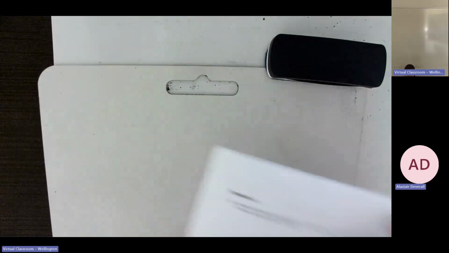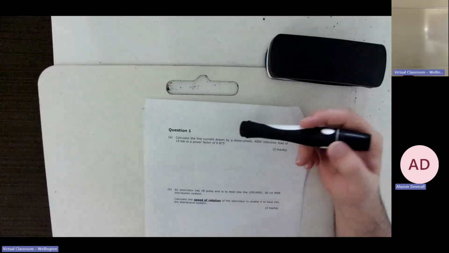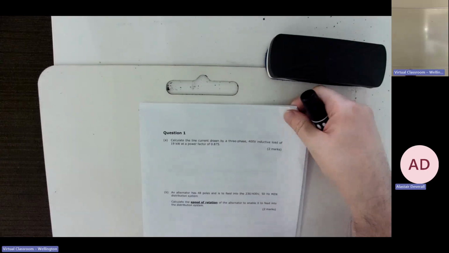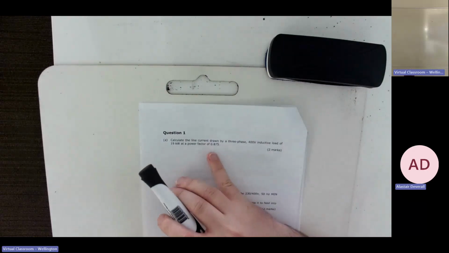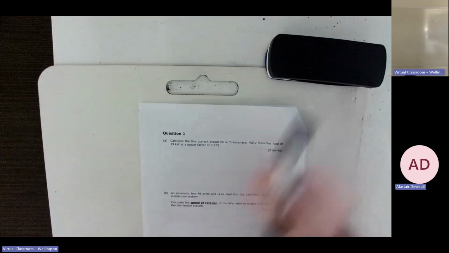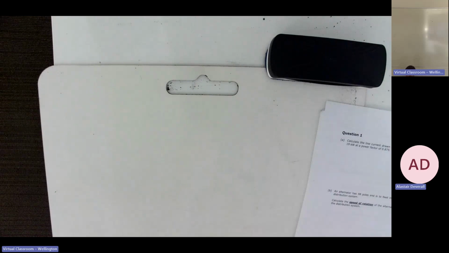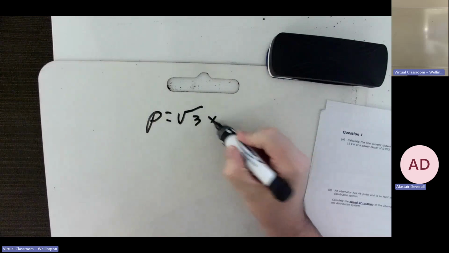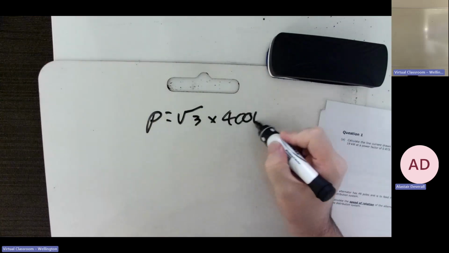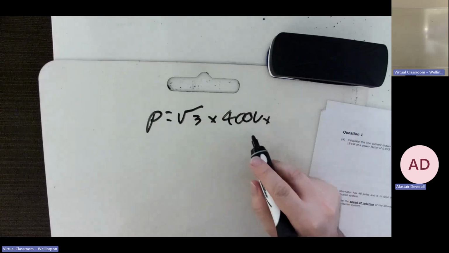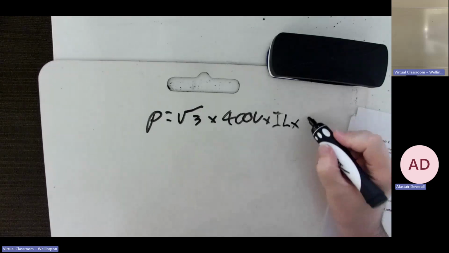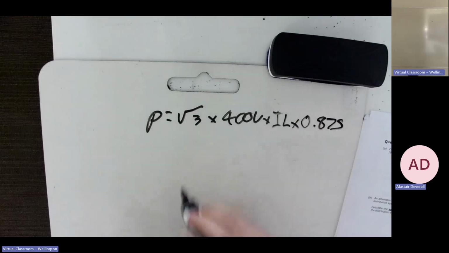Electrician's theory examination, 18th of November 2017, question 1. Calculate the line current drawn by a 3-phase 400 volt inductive load of a 19 kilowatt power draw with a 0.875 power factor value. First, we have our 3-phase power formula. Power equals √3 times V line, which is our 400 volts, times I line, which we do not know, times our power factor, which is our 0.875. Now, we need to divide by what we want to cancel out.